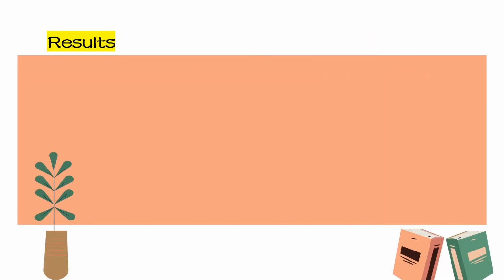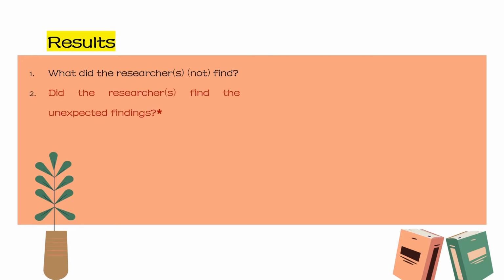Now, results. What did the researchers find, or what did the researchers not find? It tells the findings, and the researchers may also explain the different findings of the other research. And the second question, did the researchers find the unexpected findings? So actually, this is an optional question.